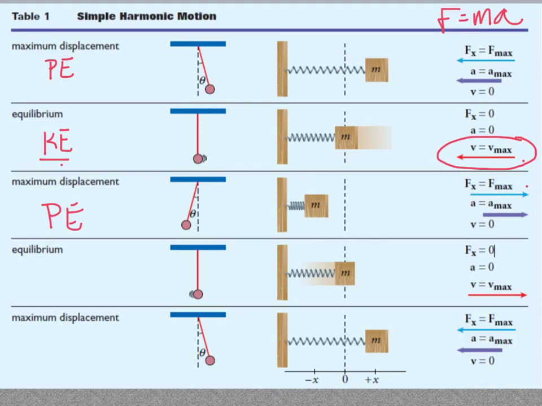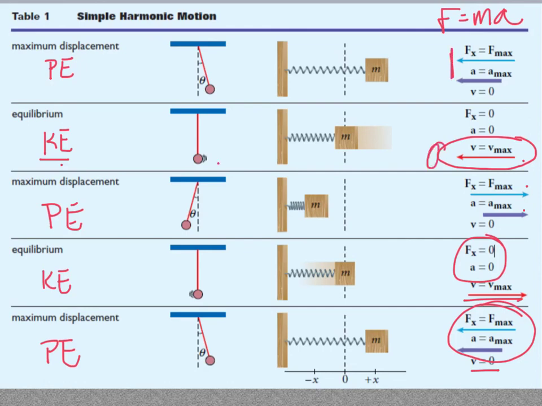We go back to a maximum force and a maximum acceleration. Through equilibrium, it's all kinetic energy. These become 0 again, velocity is a max, and then it cycles back to where we started with all potential energy, no velocity, and a maximum force and acceleration. So this is a repeating process. Remember, in the middle, we'll have a little bit of velocity and a little bit of acceleration and force, but on the ends, it's all force and acceleration, and in the middle, it's all velocity. That is the key part to this.